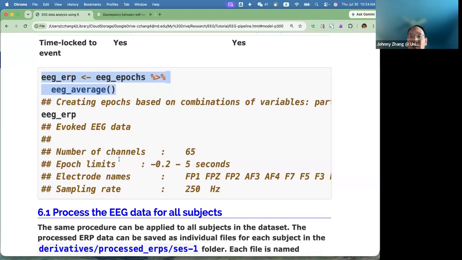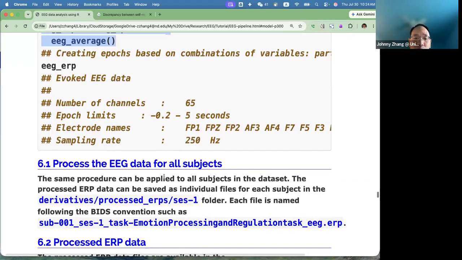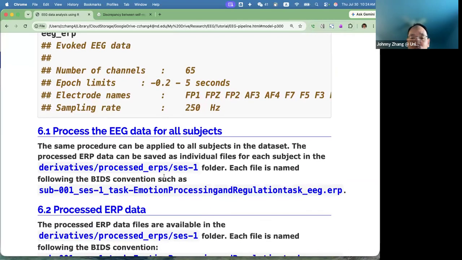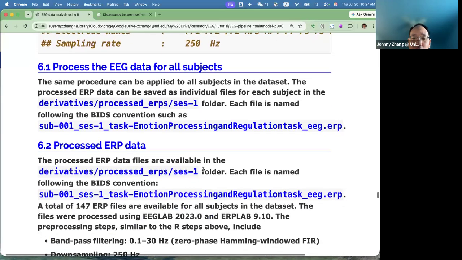So now we have got the ERP data for the first participant, and we can do this for each participant and get the ERP for each participant.